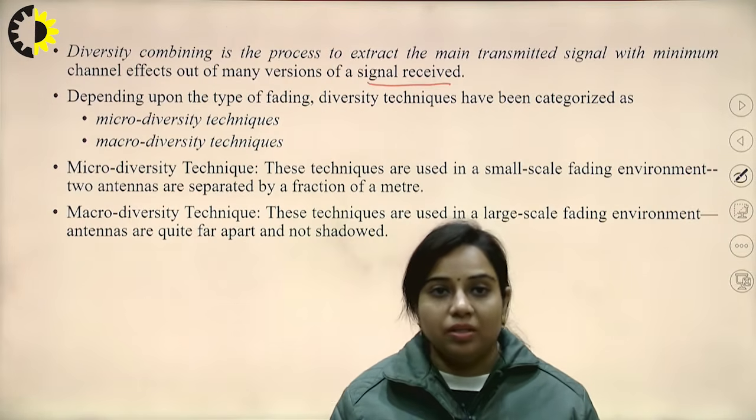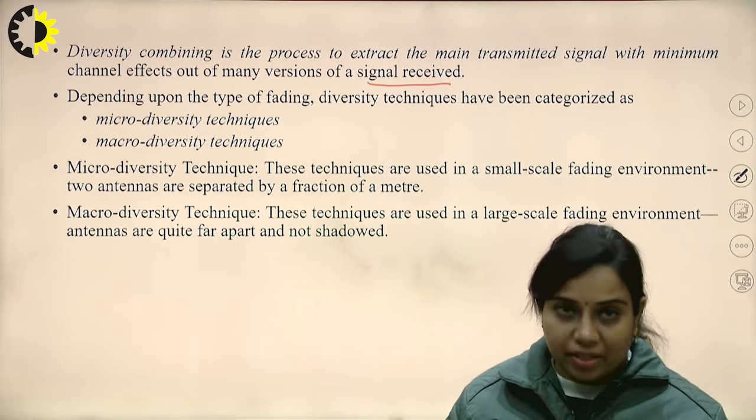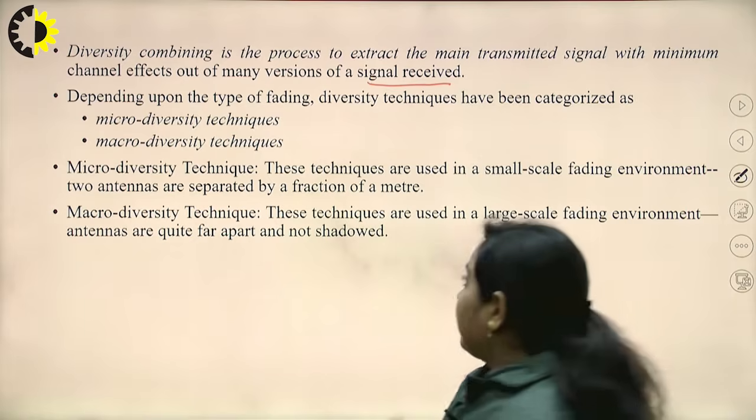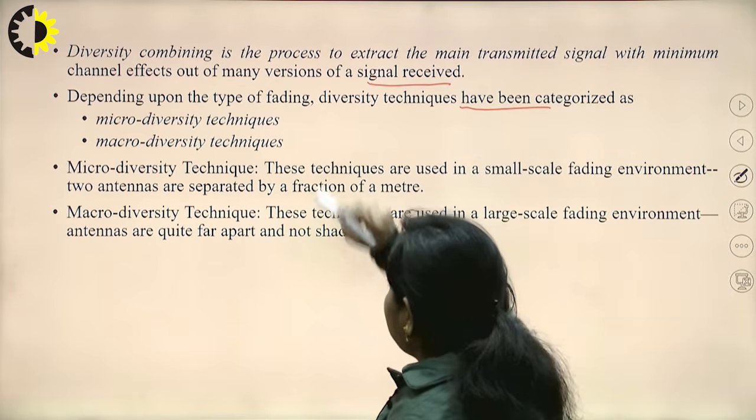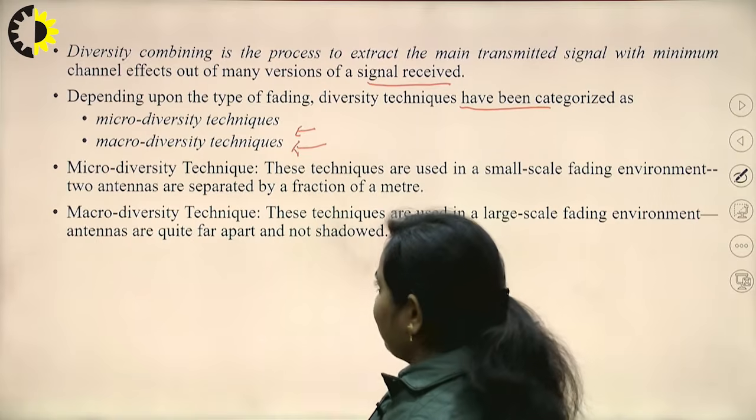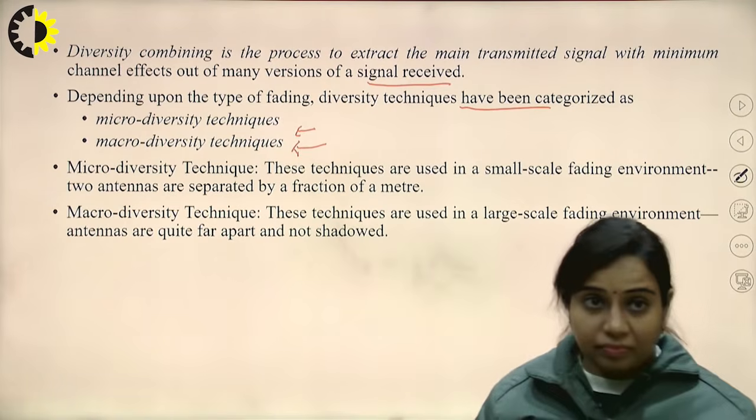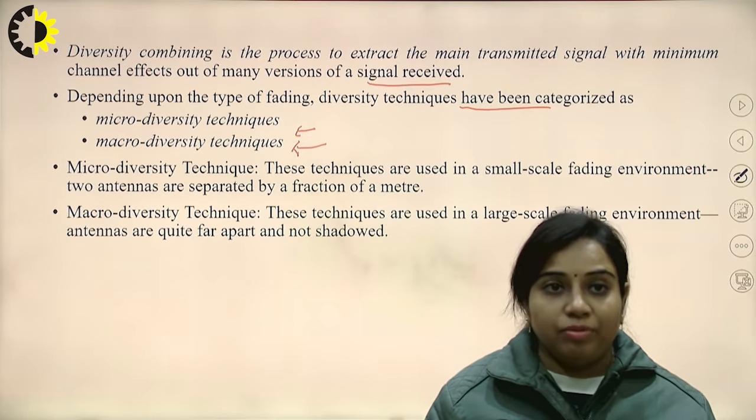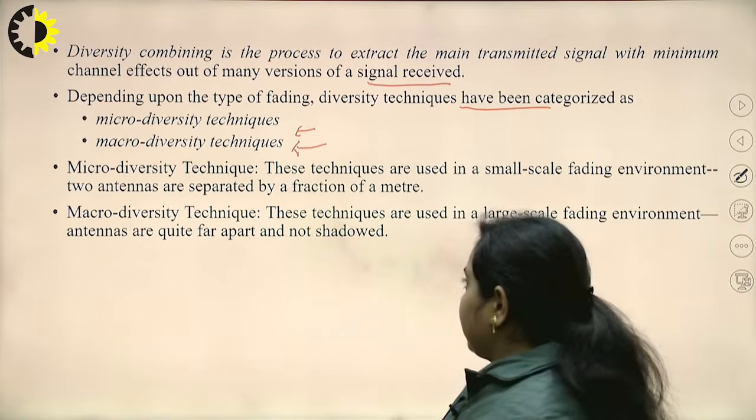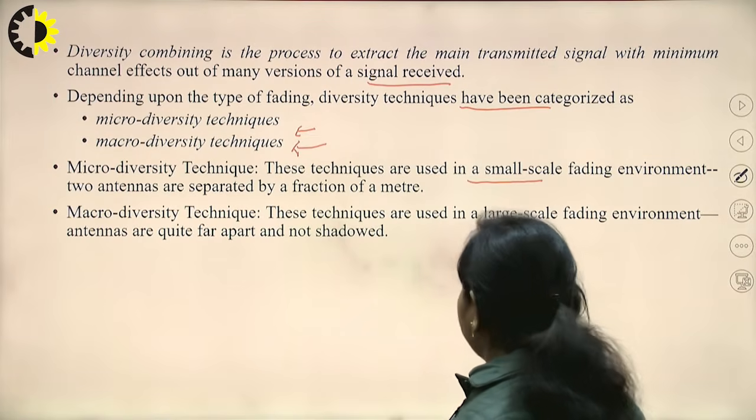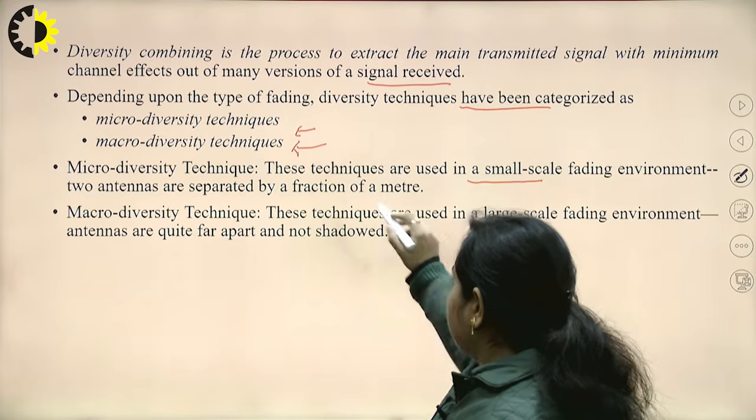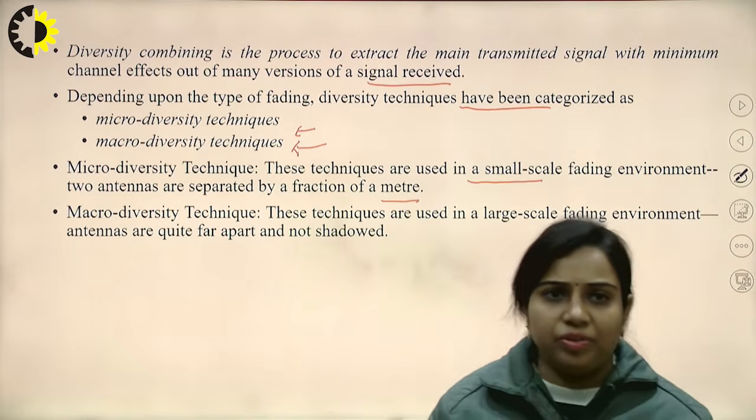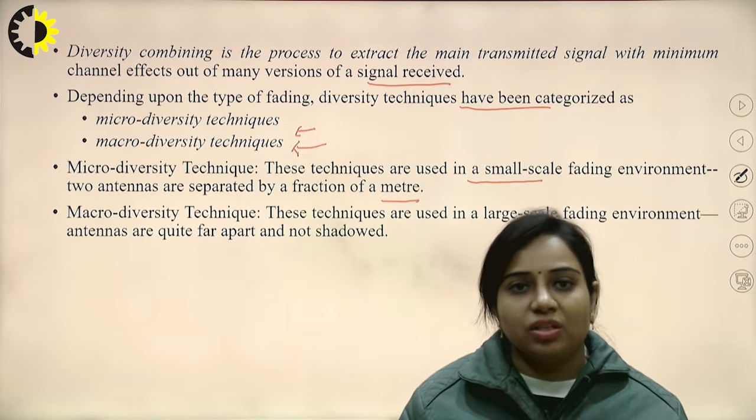The received signals travel from different paths, that is multipath. Depending upon the types of fading, because in multipath propagation fading will affect the quality of the signal, diversity techniques have been categorized as micro diversity technique and macro diversity technique. Micro diversity techniques are used in a small scale fading environment. Two antennas are separated by a fraction of a meter, which means the distance between the transmitter and receiver is quite small, just in terms of meters.